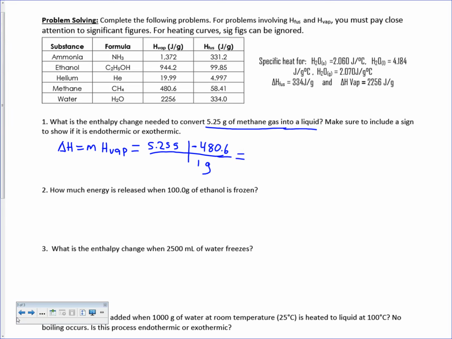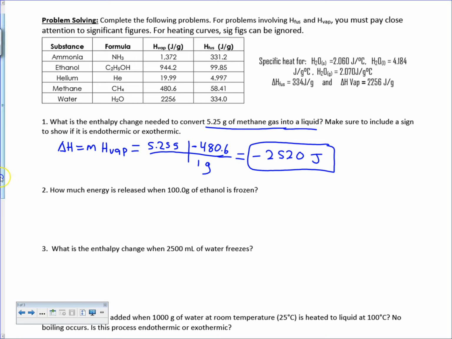480.6 joules of energy is released, since this is an exothermic process. We've got 3 sig figs in the 5.25 grams, 4 sig figs in the negative 480.6. So our answer should have 3 sig figs. We round that. It's negative 2,520 joules.